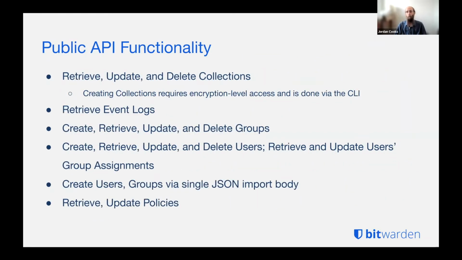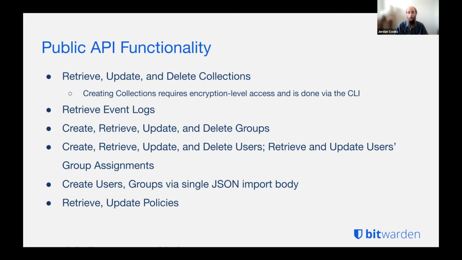So let's talk about what you can do specifically with that public API. For both APIs, we've got a Swagger file, so you can look at exactly how to make these calls. But on a basic level, you can retrieve, update, and delete collections. Creating collections is not part of the public API because it is an encryption action, so that is done by the command line tool. The public API can retrieve event logs. So this is how you can export event log data to a SIEM.